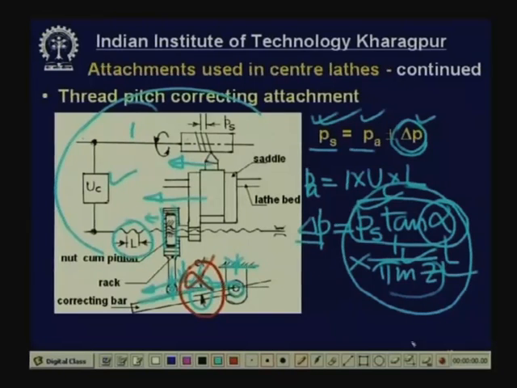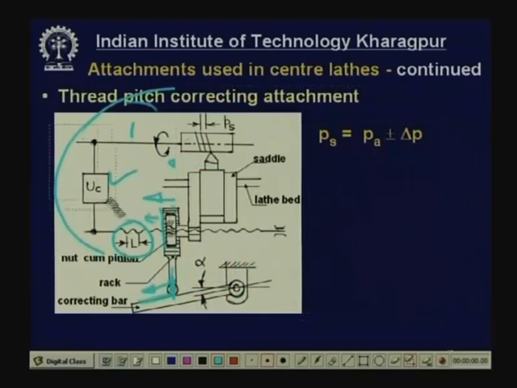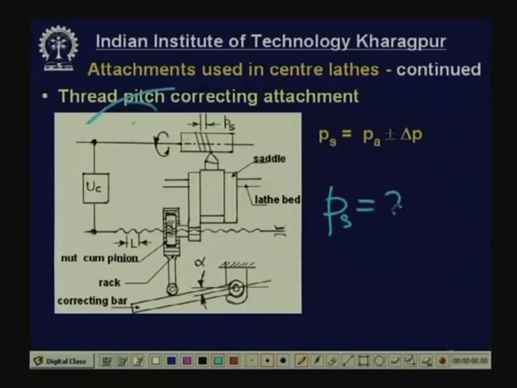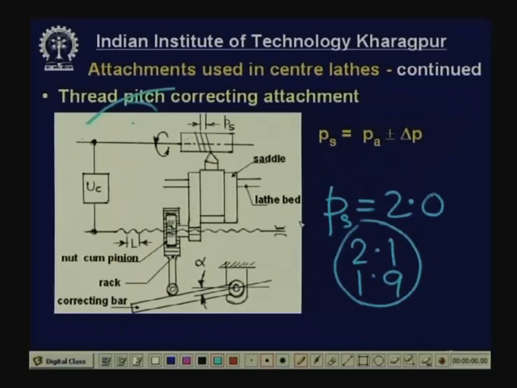Now, remember here I have shown that if there be any error, there will be a correction, but it can be used the other way also. Suppose we want deliberately an unusual pitch, suppose P S is equal to 2, this is known, this is available in the standard and available in the machine, but we want 2.1 deliberately or 1.9, then what shall we do? Then also we can adjust this angle and utilize this attachment to get either this or that.